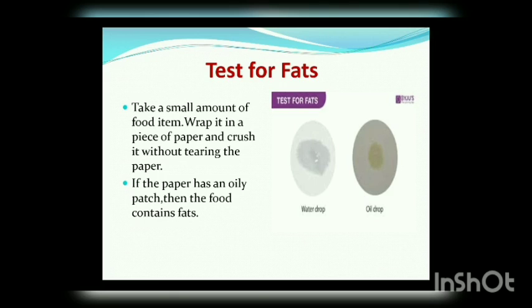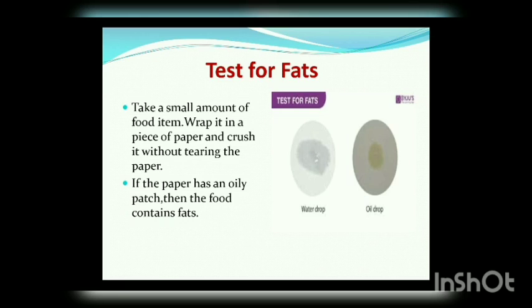Another test is for the presence of fats. As we have already discussed, fats are present in oily substances like oil, ghee, butter, etc. So its test is very simple. Take a small amount of the food item, wrap it in a piece of paper and crush it without tearing the paper. If the paper has an oily patch, as you are observing in the given figure, that oil drop creates an oily patch on the surface of the paper, whereas a water drop doesn't.